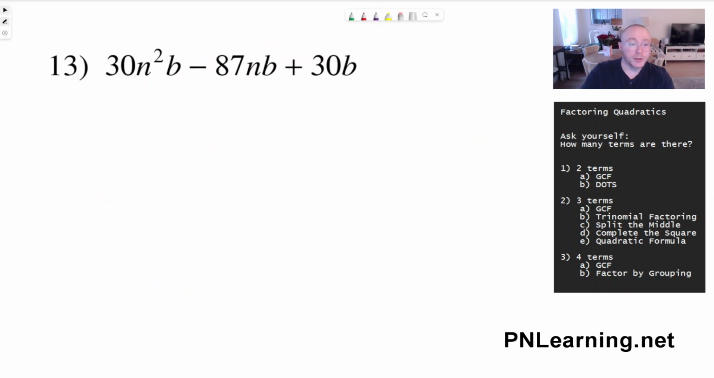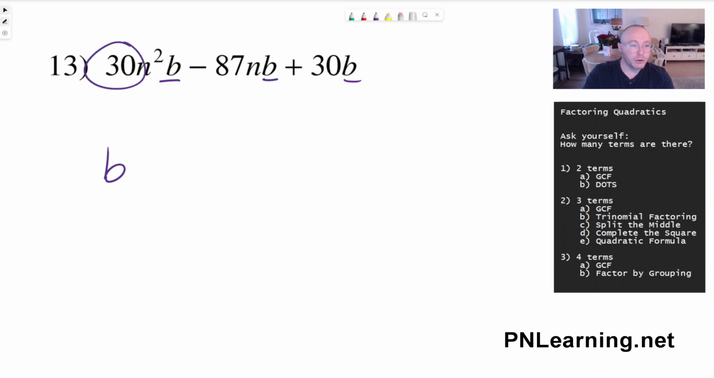All right, so this is number 13, and this is the first example we're seeing with two different variables in it. We're going to not freak out. We're going to approach this the same way we've approached other questions, right? There are three terms here. Let's see if there's a GCF. Clearly, all of these terms have a b, so we're going to be able to take out a b.